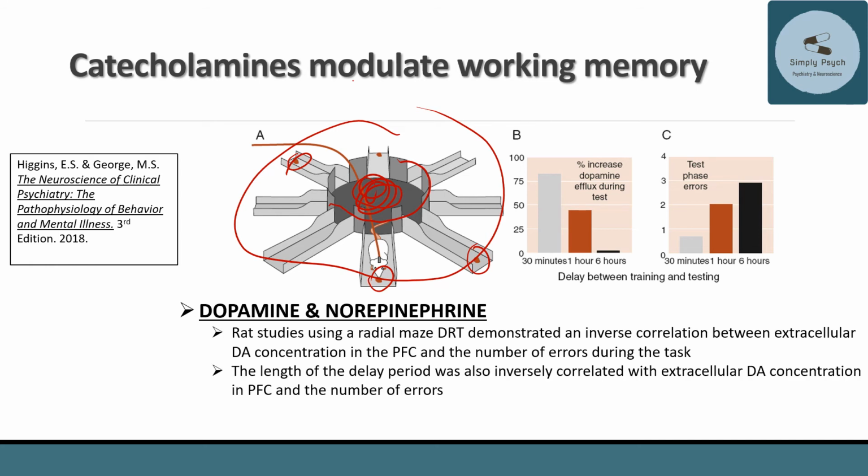And then the length of the delay period was also inversely correlated with the extracellular dopamine concentration in the prefrontal cortex and the number of errors. So as the length of the delay period increased, the extracellular concentration of dopamine was decreasing. And you can see that is illustrated by this graph here.